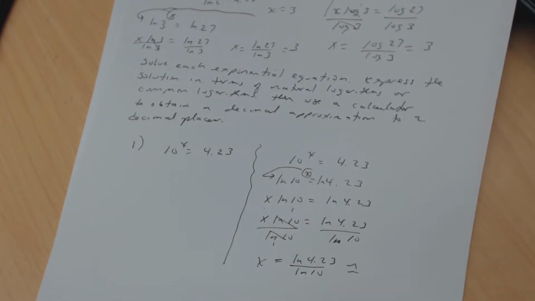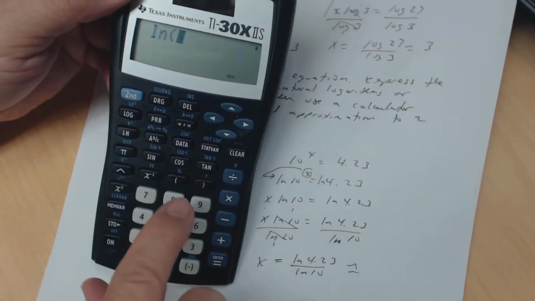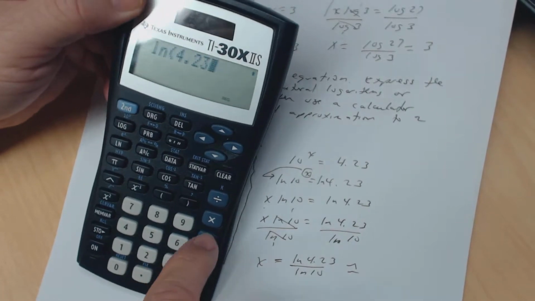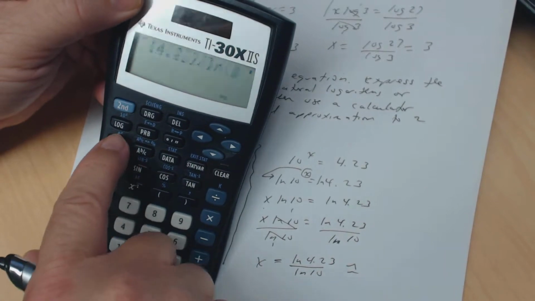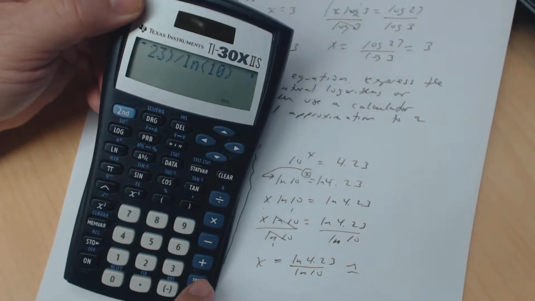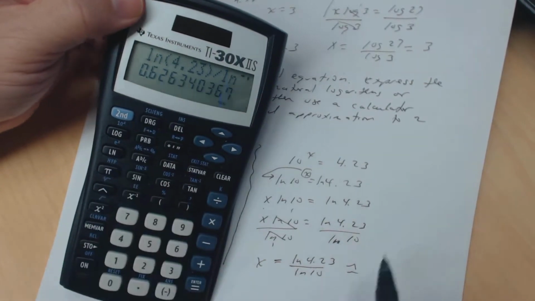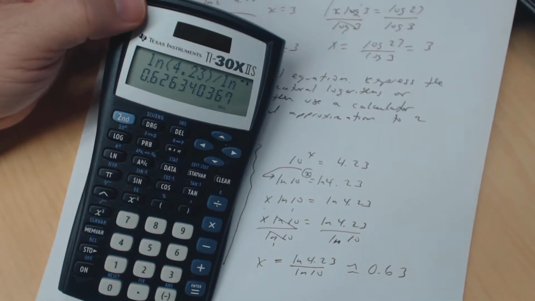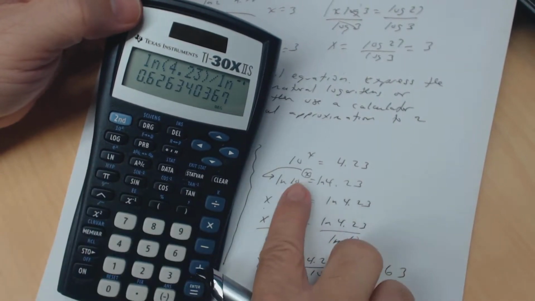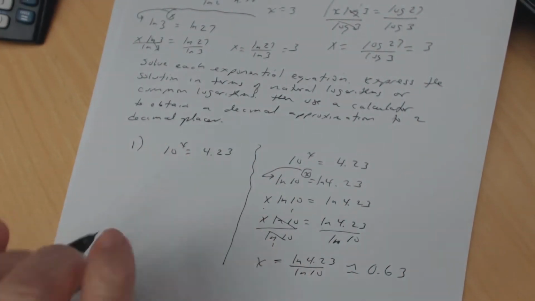Then your approximation, which is the next part: use your calculator. So the approximation will be this. You're going to take the natural log of 4.23 divided by the natural log of 10, close the parentheses, press equal, and so that's about 0.63. Remember, in order to use your calculator, you're going to either take the natural log of both sides, or you can take the common logarithm of both sides.